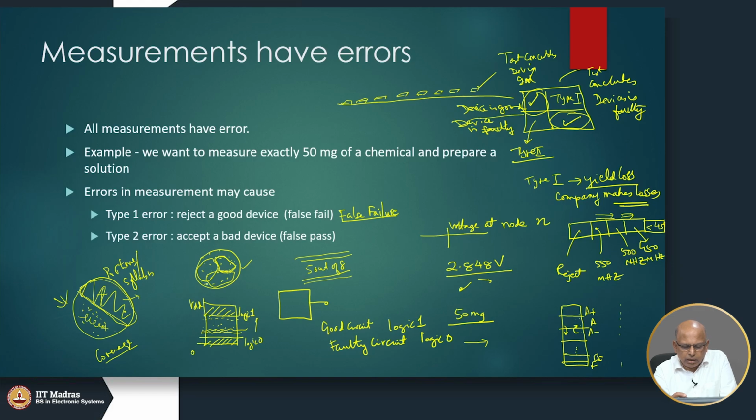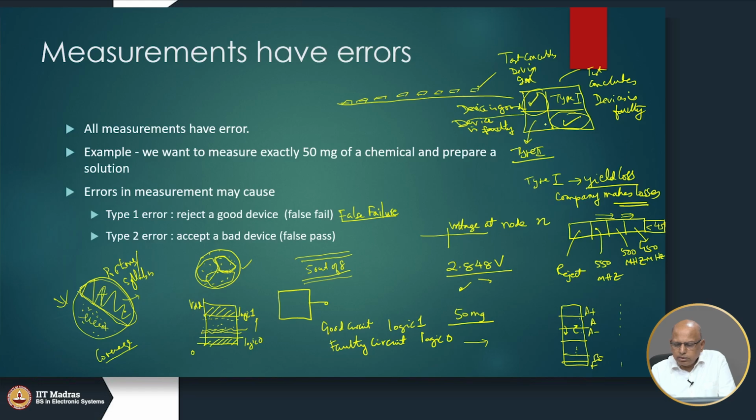So I hope everybody understood the difference between the 4 cases. A good device being classified as a good device; a good device being classified as a bad device, that is type 1 error; a bad device being classified as a good device, that is type 2 error; and of course a bad device being correctly classified as a bad device.